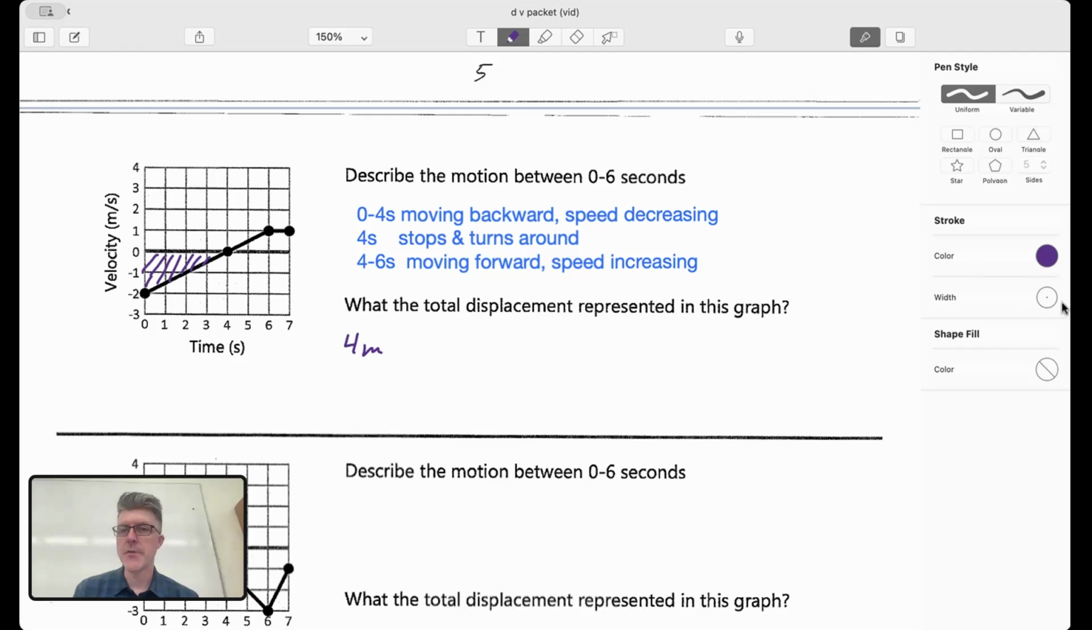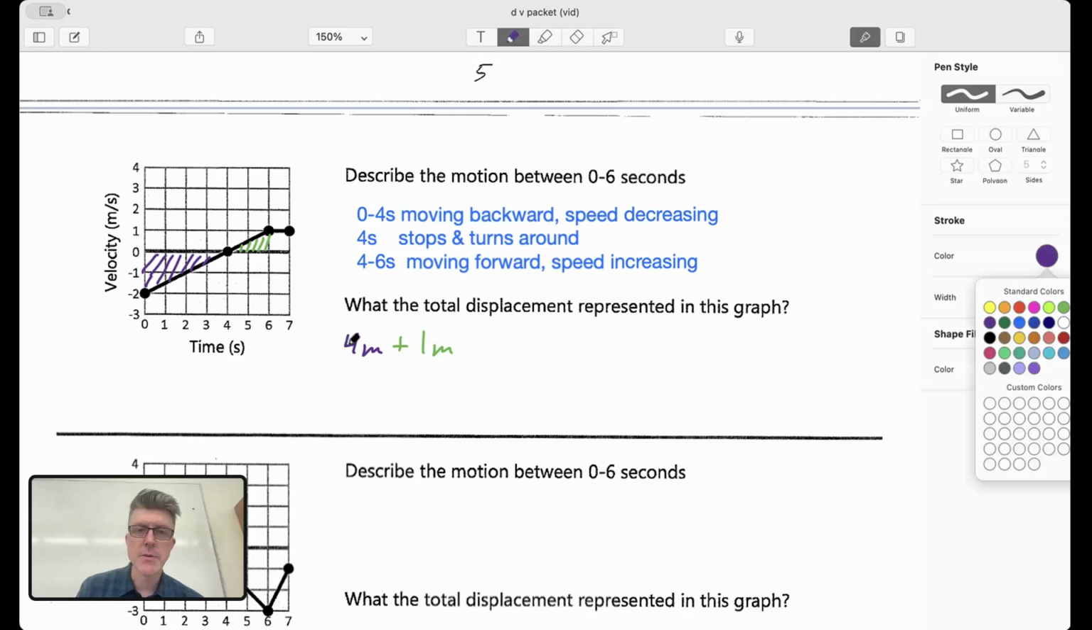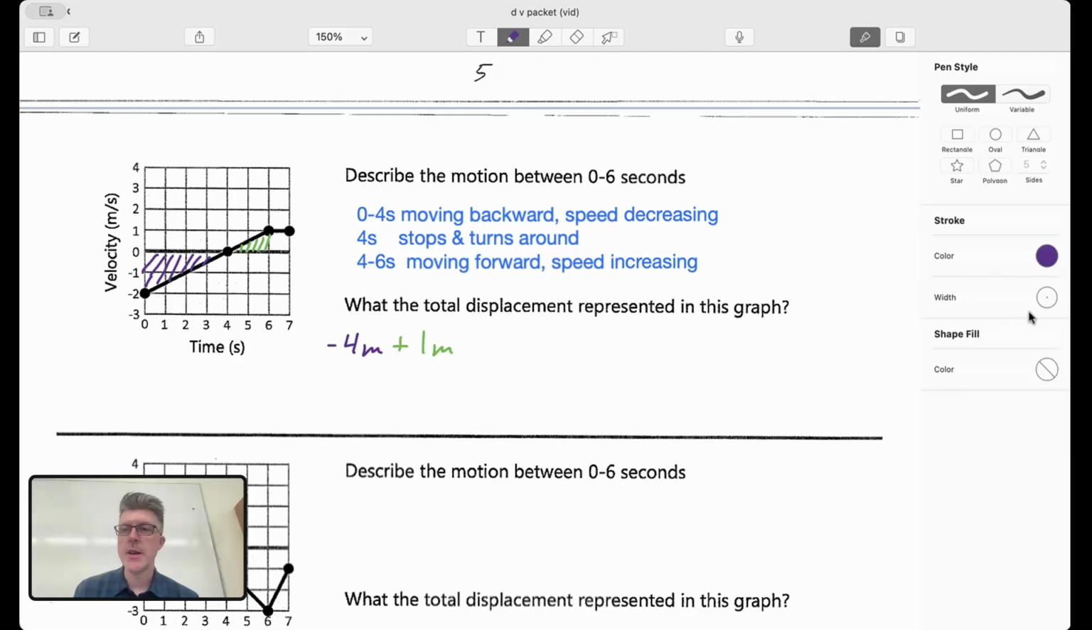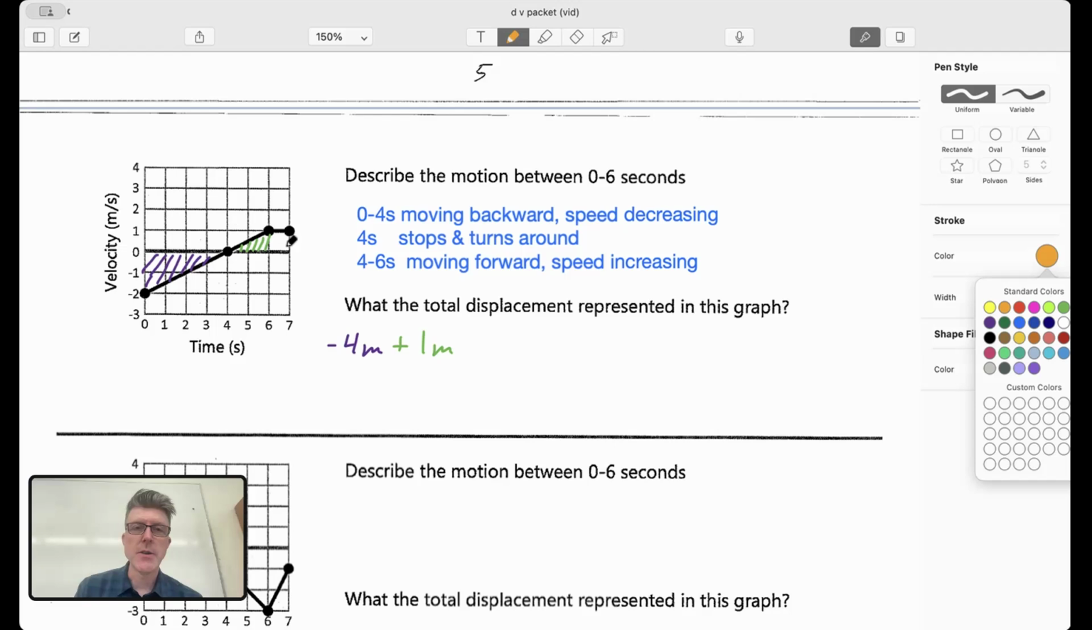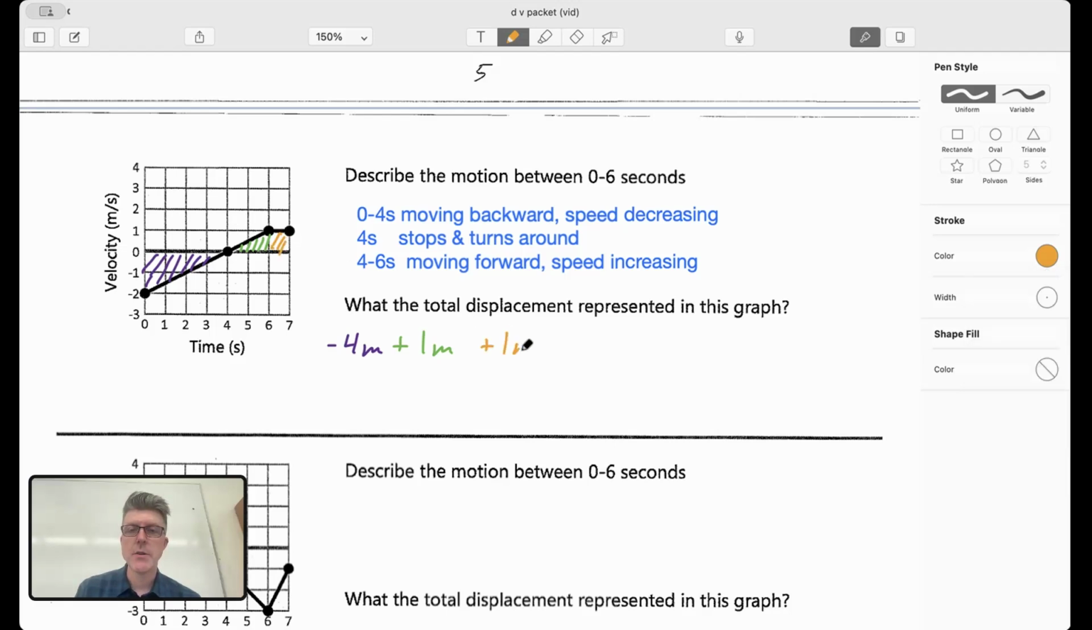Let's do another color for this part here where we're going forward. That's half of 1 times 2, which is 1. Oops, I forgot to put the negative sign. There we go. Okay. And now we'll do a different color here. Now we just have one more. So we're adding one more. So if you add all that up together, you should get -2 meters.